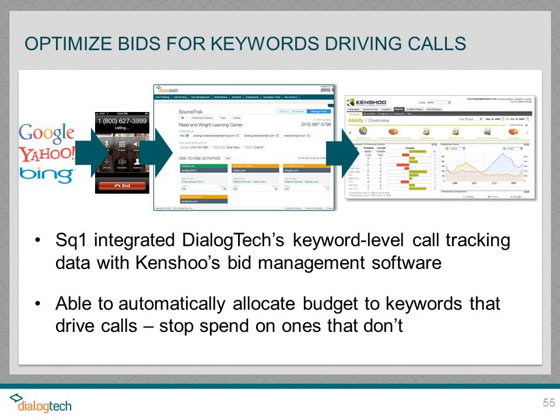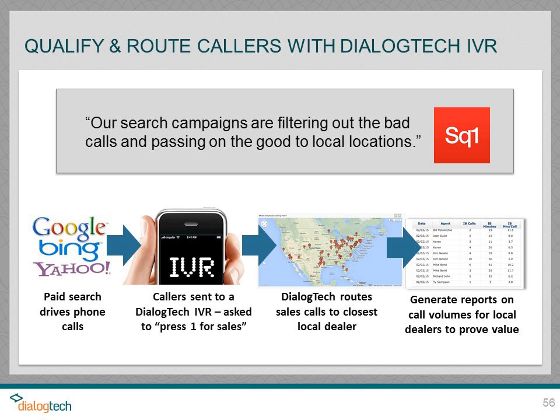And then when people were calling in, they were using a simple IVR to qualify the caller, asking them to press 1 to talk to sales. And they were routing those calls geographically to the closest dealer. All of this was happening automatically. And they were generating reports in DialogTech that show call volumes to each of the dealers. So it was a way for a national campaign to prove its value to each of the local dealers, to show, yes, my campaign drove 50, 100, 200 calls to your franchise in the past month.